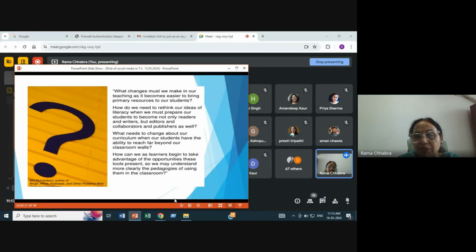So what changes must we make in our teaching as it becomes easier to bring primary resources to our students? How do we need to rethink our ideas of literacy when we must prepare our students to become not only readers and writers, but also editors and collaborators and publishers as well? So what needs to change about our curriculum when our students have the ability to reach far beyond our classroom's walls? How can we, as learners, begin to take advantage of the opportunities these tools present, so we may understand more clearly the pedagogies of using them in the classrooms?